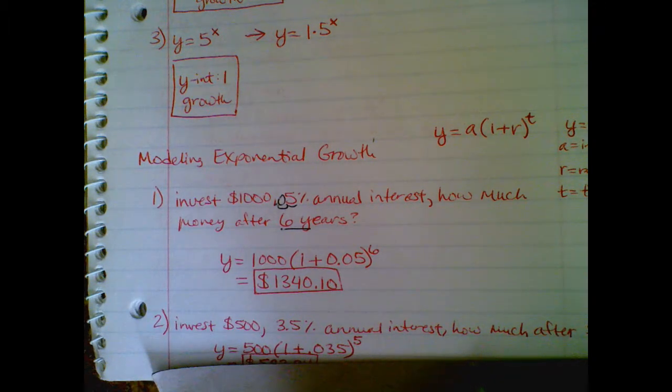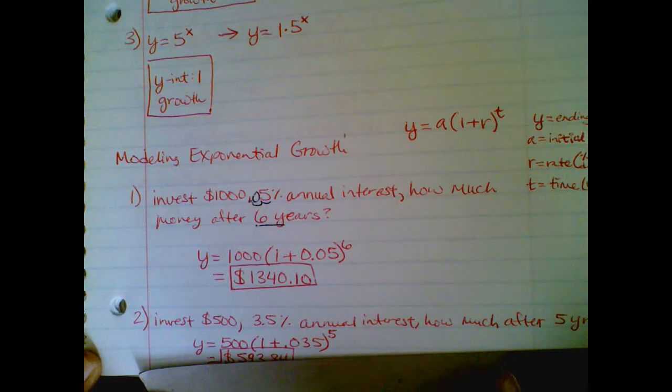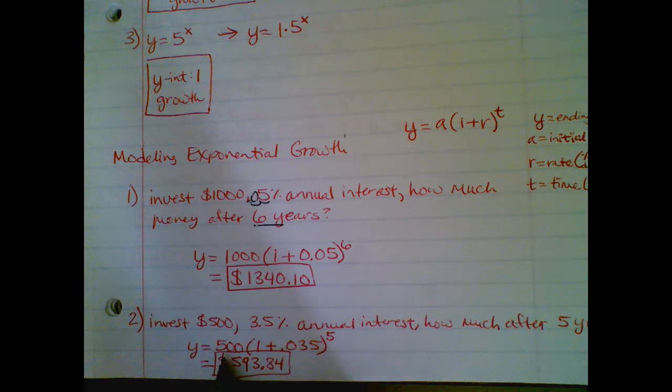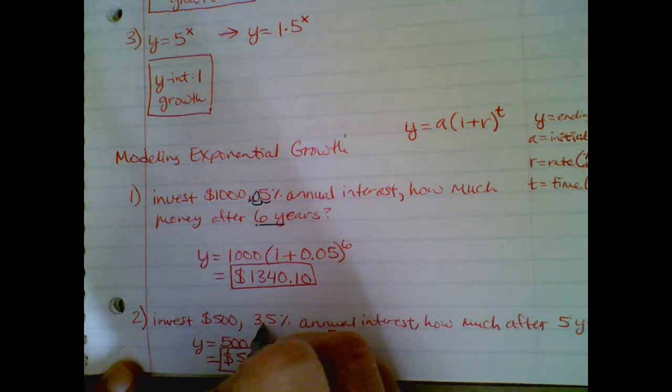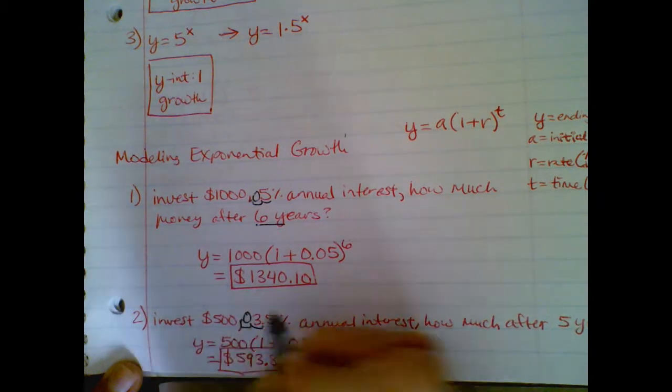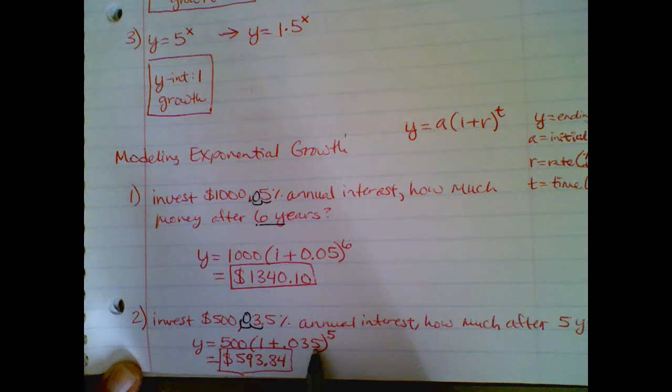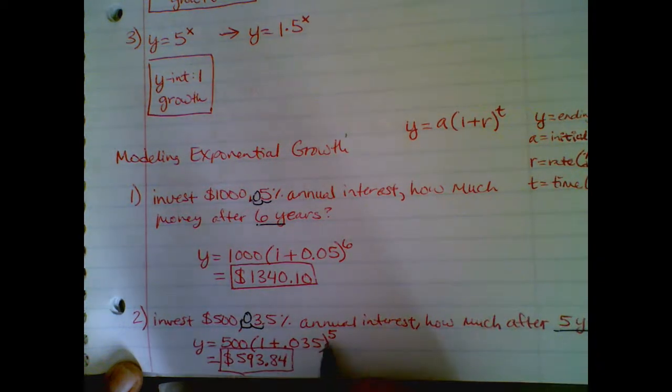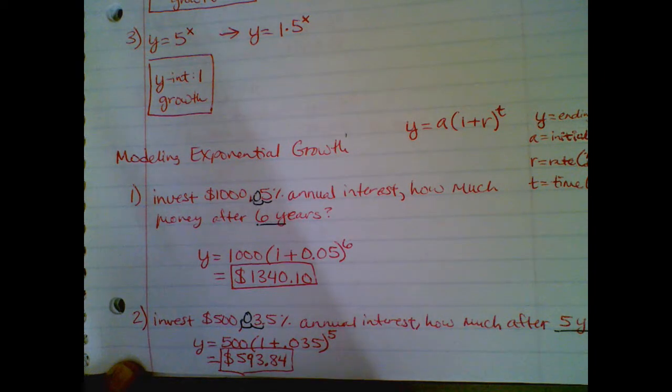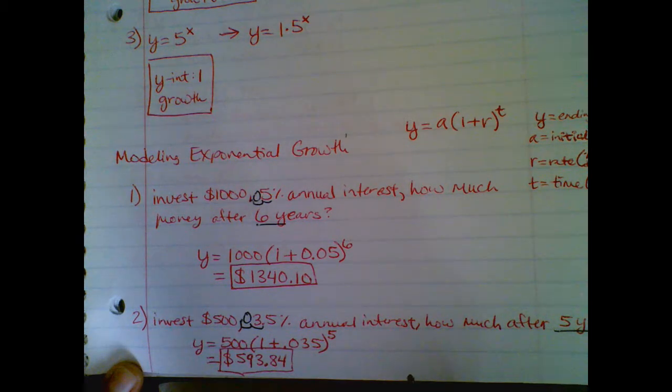Now the second one, we invested $500 at a rate of 3.5%, and we want to know how much we're going to have after 5 years. So if we take a look at this one, our initial amount, or a, would be 500, and then our percentage, we move that decimal back 2 places. So we have 0.035, and we want to know after 5 years, so we plug in a 5. So when we plug that into our calculator, we should get $593.84. Again, we originally invested $500, so the interest was $93.84 after those 5 years.